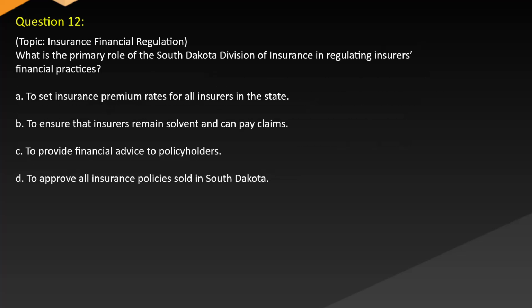Question 12. Topic: Insurance financial regulation. What is the primary role of the South Dakota Division of Insurance in regulating insurers' financial practices? A. To set insurance premium rates for all insurers in the state. B. To ensure that insurers remain solvent and can pay claims. C. To provide financial advice to policyholders. D. To approve all insurance policies sold in South Dakota.